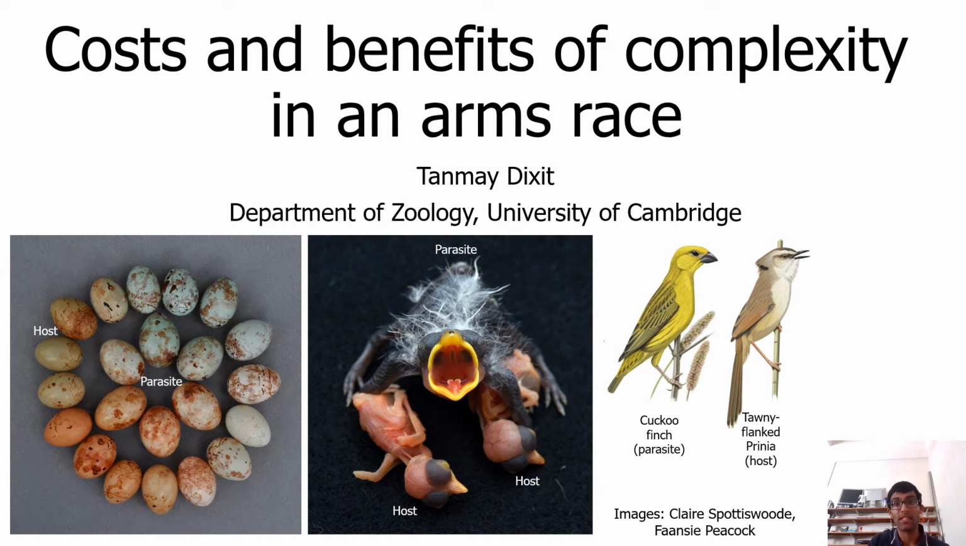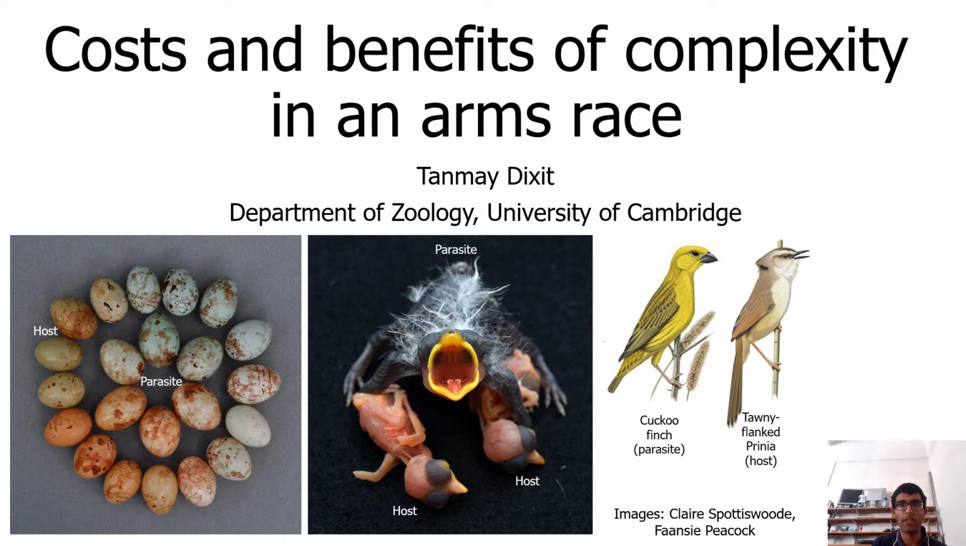Hi everyone, my name's Tanmay and I'm a PhD student at the University of Cambridge. I study brood parasites and hosts, specifically egg mimicry in the cuckoo finch, and this is shown in the picture on the left. The inner circle of eggs are cuckoo finch eggs. These are good mimics of the outer circle, which are eggs of one of the cuckoo finch's hosts, the tawny-flanked prinia. In the middle is a cuckoo finch chick towering over its host foster siblings, and on the right are an adult cuckoo finch and a tawny-flanked prinia.